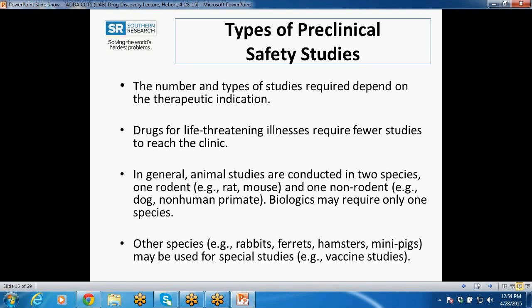Sometimes other species are used. I give examples here for rabbits, ferrets, hamsters, mini pigs. They may be used for special types of testing. Cotton rats are another good example that you don't ever want to use if you don't have to. And ferrets, for example, are a good flu model.